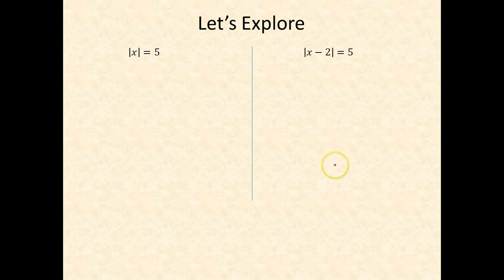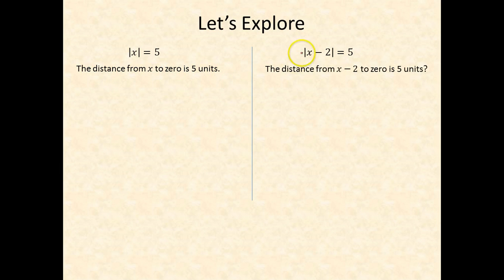Let's explore for a second, shall we? Absolute value of x equals 5. That means the distance from x to 0 is 5 units. Absolute value of x minus 2 equals 5. So what does that mean? Does that mean the distance from x minus 2 to 0 is 5 units? That's one way of saying it. But maybe there's a better way to say it that means a little something more.